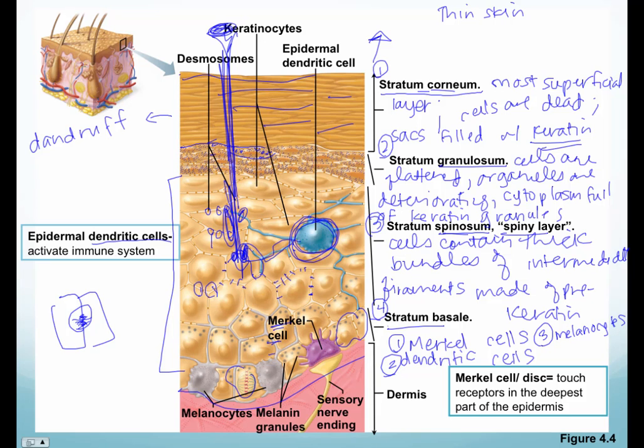Your melanocytes produce the protein called melanin, and this is for your pigmentation and your different skin colors. These 3 cells you should know because they can come up on your exam.